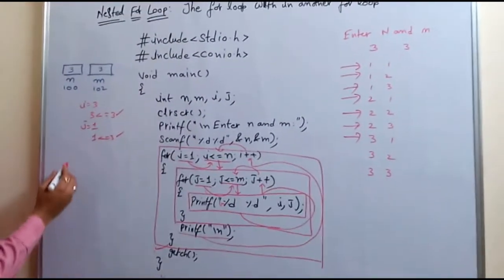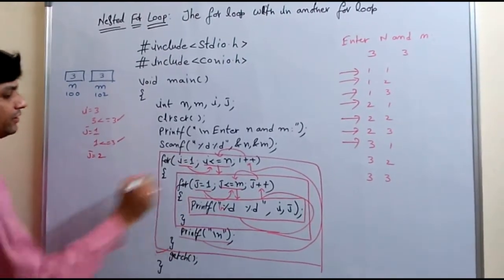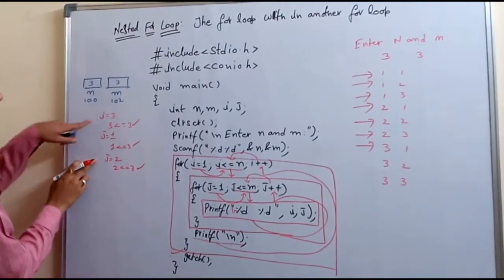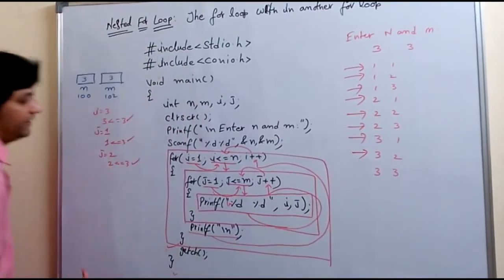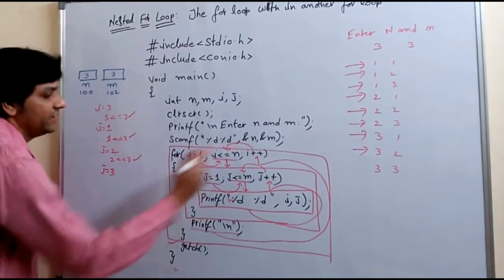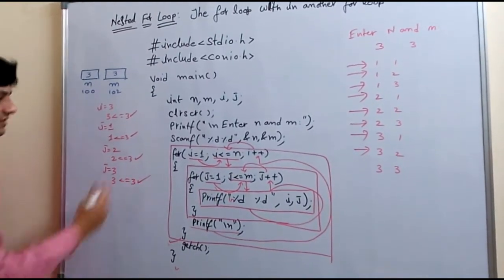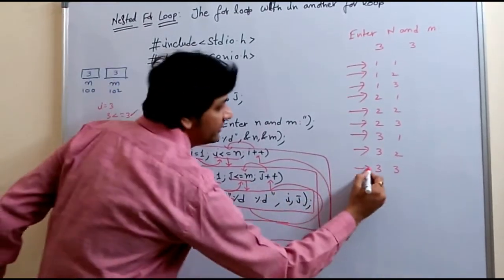Next, j plus plus. j becomes 2. 2 less than or equal to 3 is true. So it displays 3, 2. 3, 2 will be displayed. Next, j plus plus, j equals 3. 3 less than or equal to 3, true. So it displays i 3, j 3.